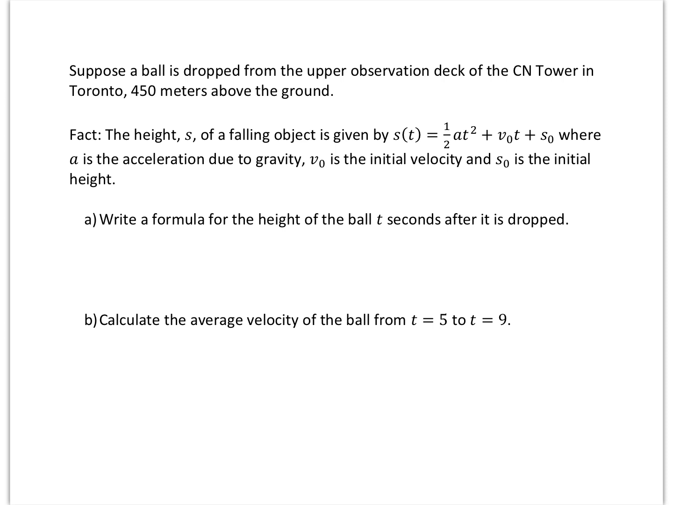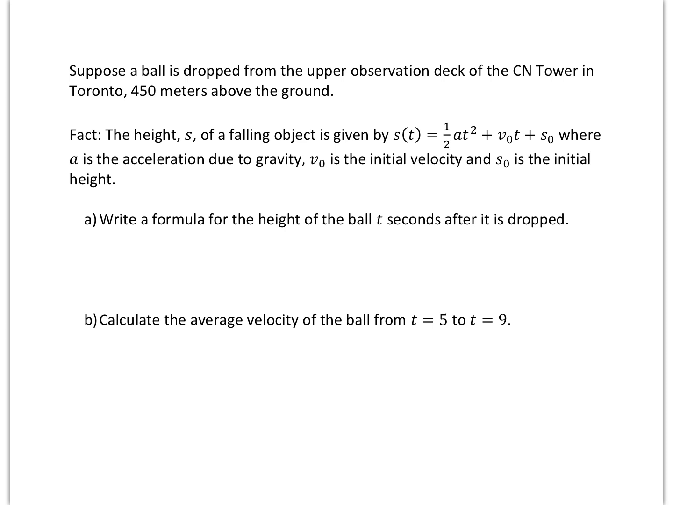Suppose a ball is dropped from the upper observation deck of the CN Tower in Toronto, 450 meters above the ground. Fact: the height s of a falling object is given by s(t) = 1/2 a t squared + v naught t + s naught, where a is the acceleration due to gravity, v naught is the initial velocity, and s naught is the initial height. Write a formula for the height of the ball t seconds after it is dropped.